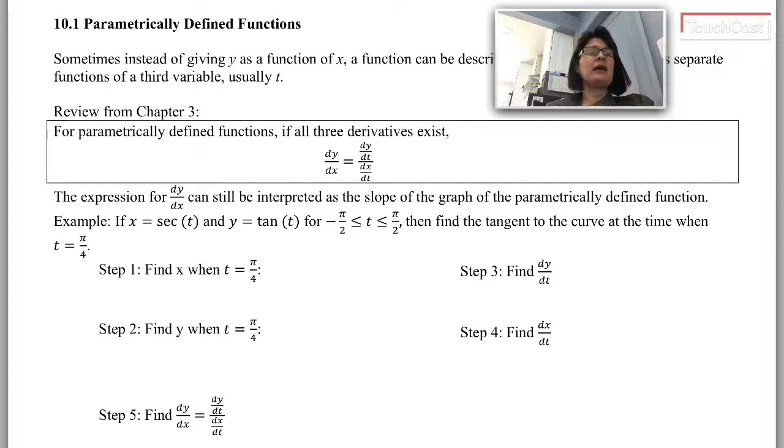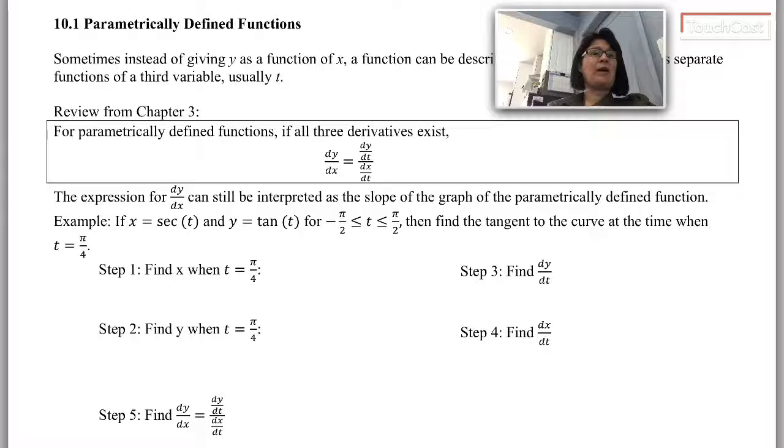So here I go. The dy/dx is in fact the slope of the curve, even though this curve is drawn differently than I might be used to drawing curves that are given as y as a function of x. So if x is secant of t and y is tangent of t, find the tangent to the curve at the time when t equals pi over 4. So tangent meaning tangent line equation. I'm going to need an ordered pair, an x and a y. I'm going to need a dy/dx to give me my slope. And I'm going to use that information to write point slope form for the equation of a line.